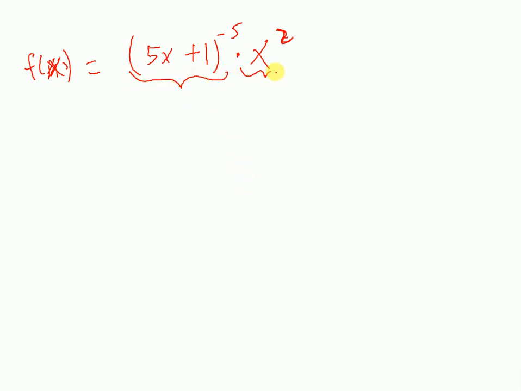Now the last problem, what did we have for the last problem? The last problem, I have f of x to be 5x plus 1 to the minus 5 times x squared. So here we have what? Again, there's a multiplication here. So this is f1, this is f2. So again, you have to use something called the product rule, right?